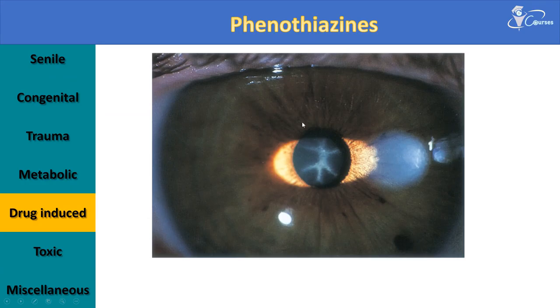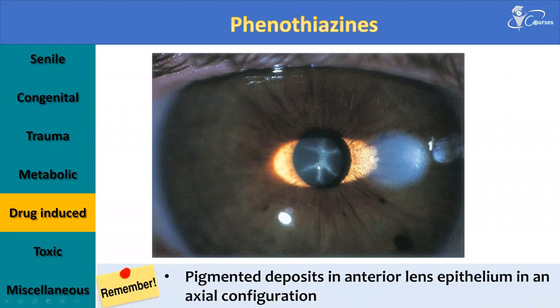And again, this kind of opacity is dose dependent and duration dependent. So pigmented deposits in the anterior lens epithelium in an axial configuration. This usually doesn't affect the vision, so it is usually visually insignificant.